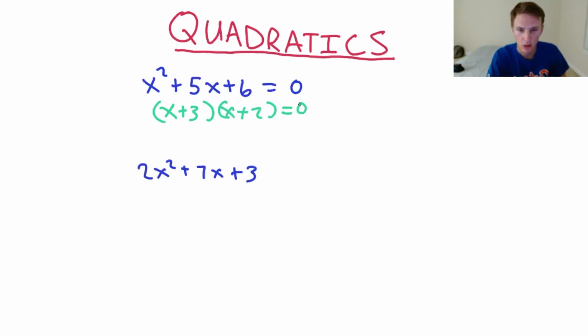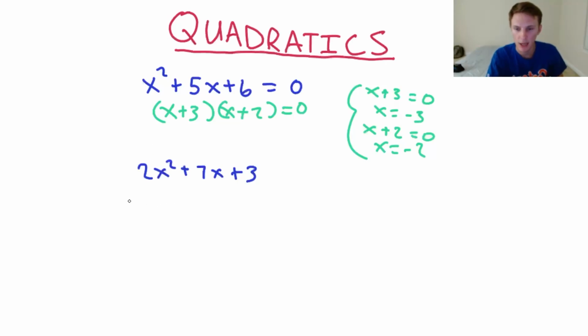And now you just break off each factor, so I'll do that over here. You set x plus 3 equal to 0, and that'll be negative 3. And then you set x plus 2 equal to 0, and then x is going to be negative 2. Okay, so make sure you understand this.